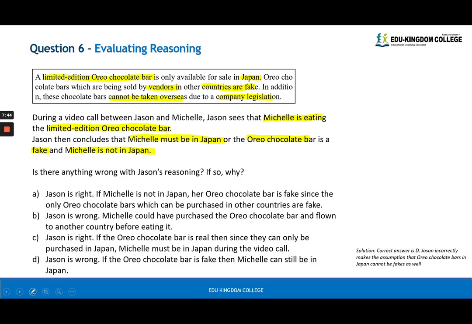Is there anything wrong with Jason's reasoning? If so, why? Now, this is a bit of a trick question. They have tried to corner you by saying that this limited edition chocolate bar is only available in Japan and all the other ones outside are fake and you can't even take it overseas. However, the answer is D. Jason is wrong because this Oreo chocolate bar might be fake, and Michelle can still be in Japan. We know that anything outside of Japan, if anyone has this, it has to be a fake. However, we don't know about inside Japan if you just have an Oreo chocolate bar, if it is fake or not. Okay, so that's why D is the answer.